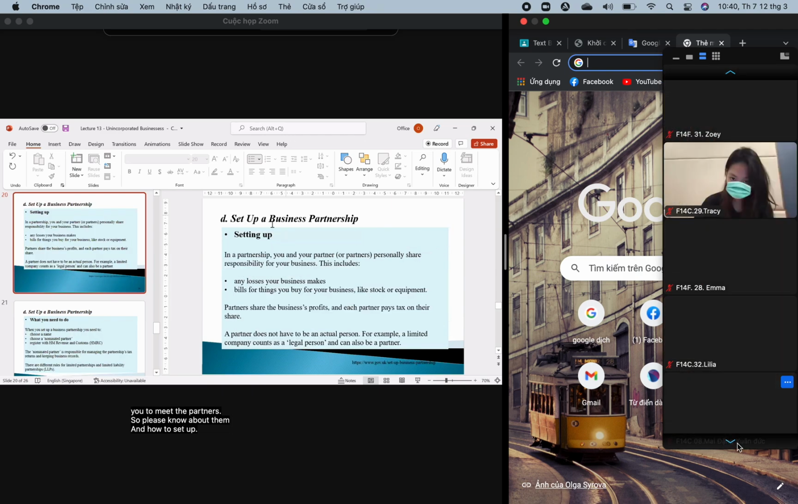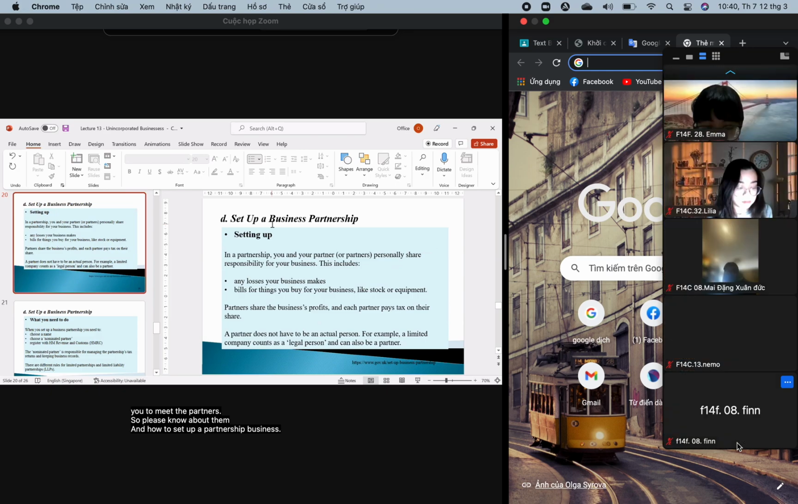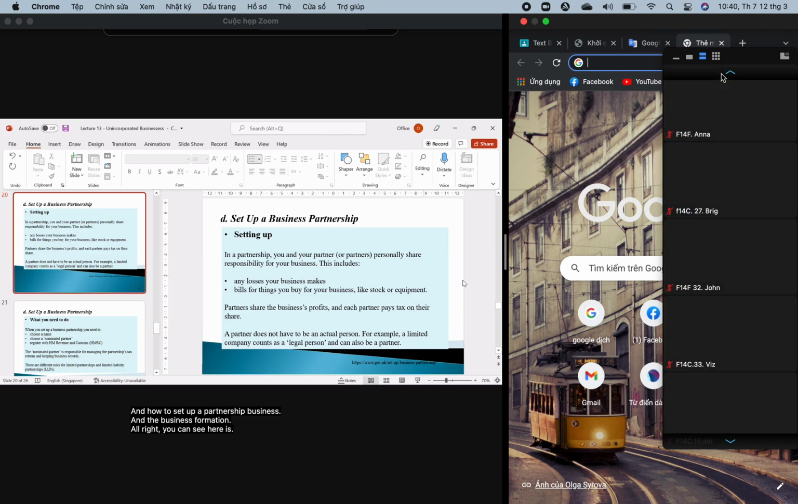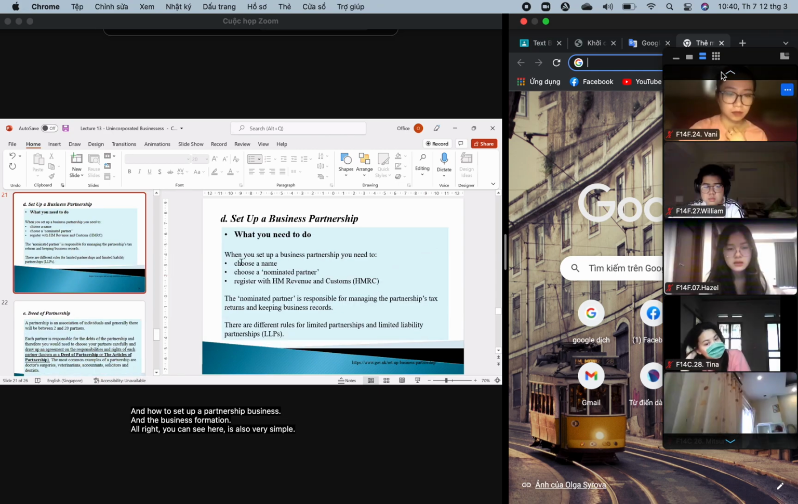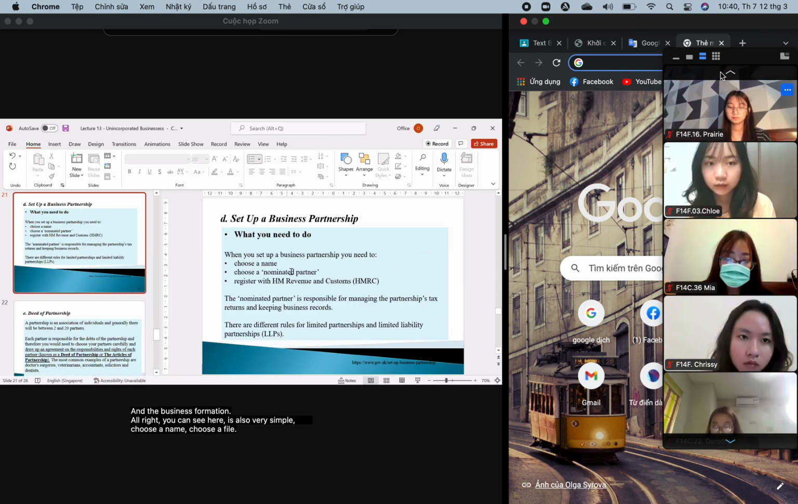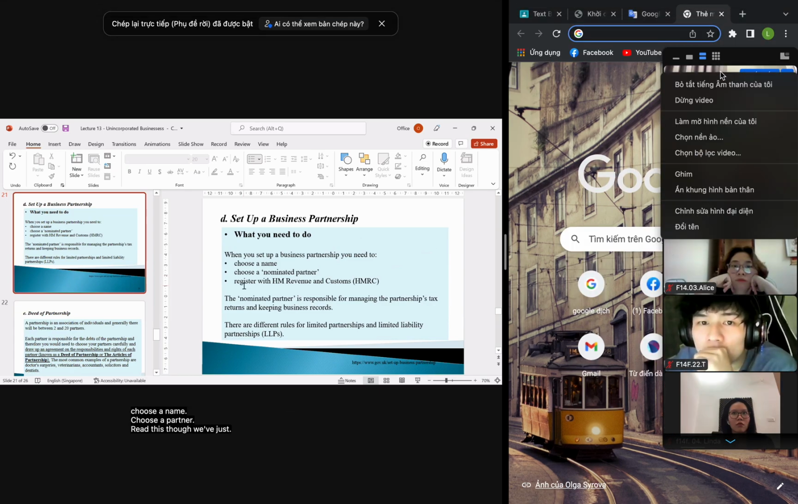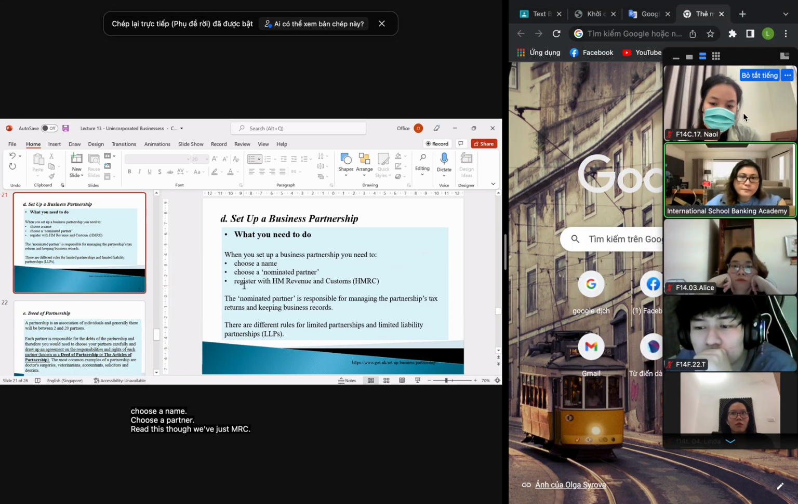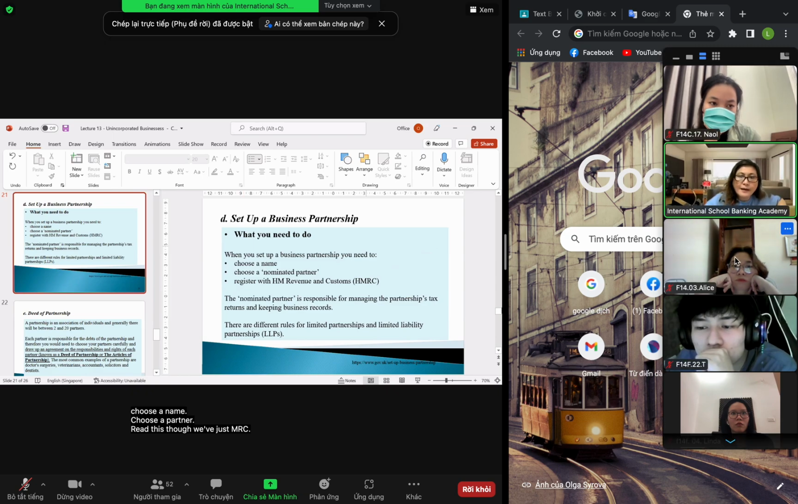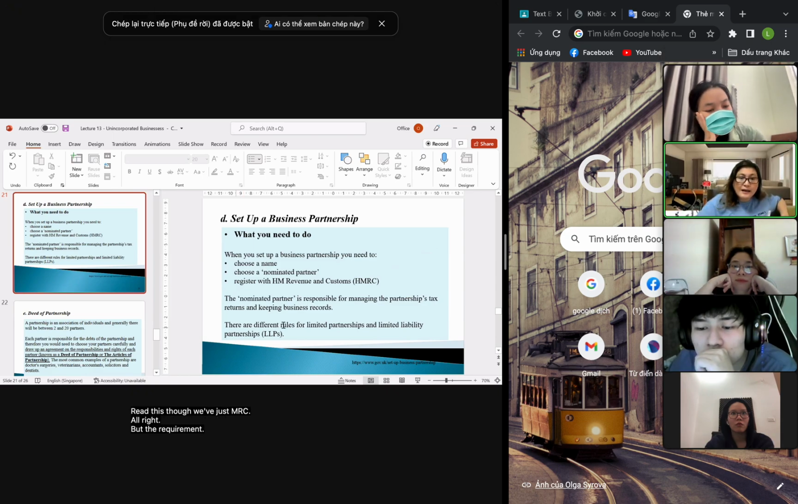And how to set up a partnership business under business formation. You can see here, it's also very simple. Choose a name, choose your partner, register with HMRC. But the requirements will be different for limited partnership and limited liability partnership. So if you're giving an answer, please use the words general partner if you're talking about unlimited partners.